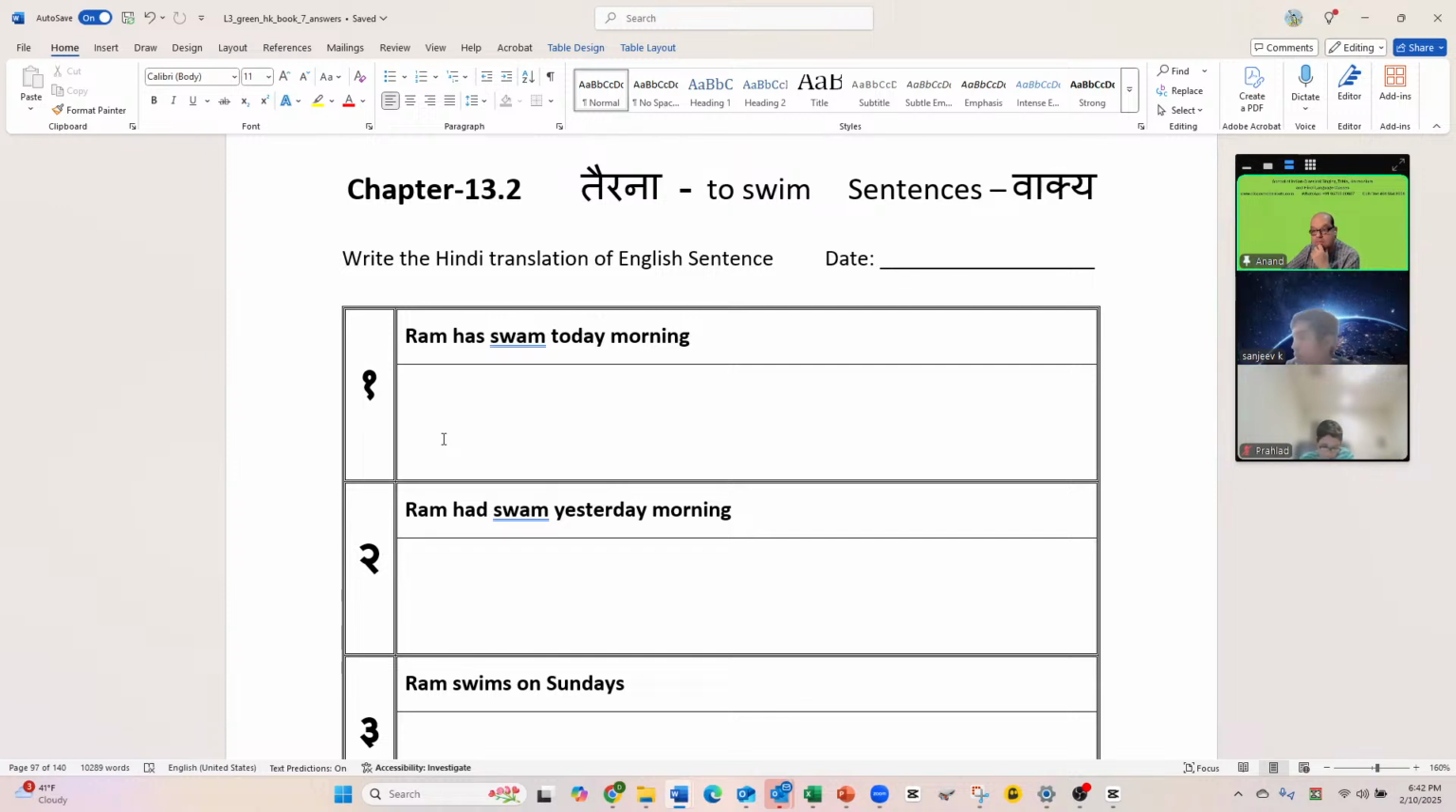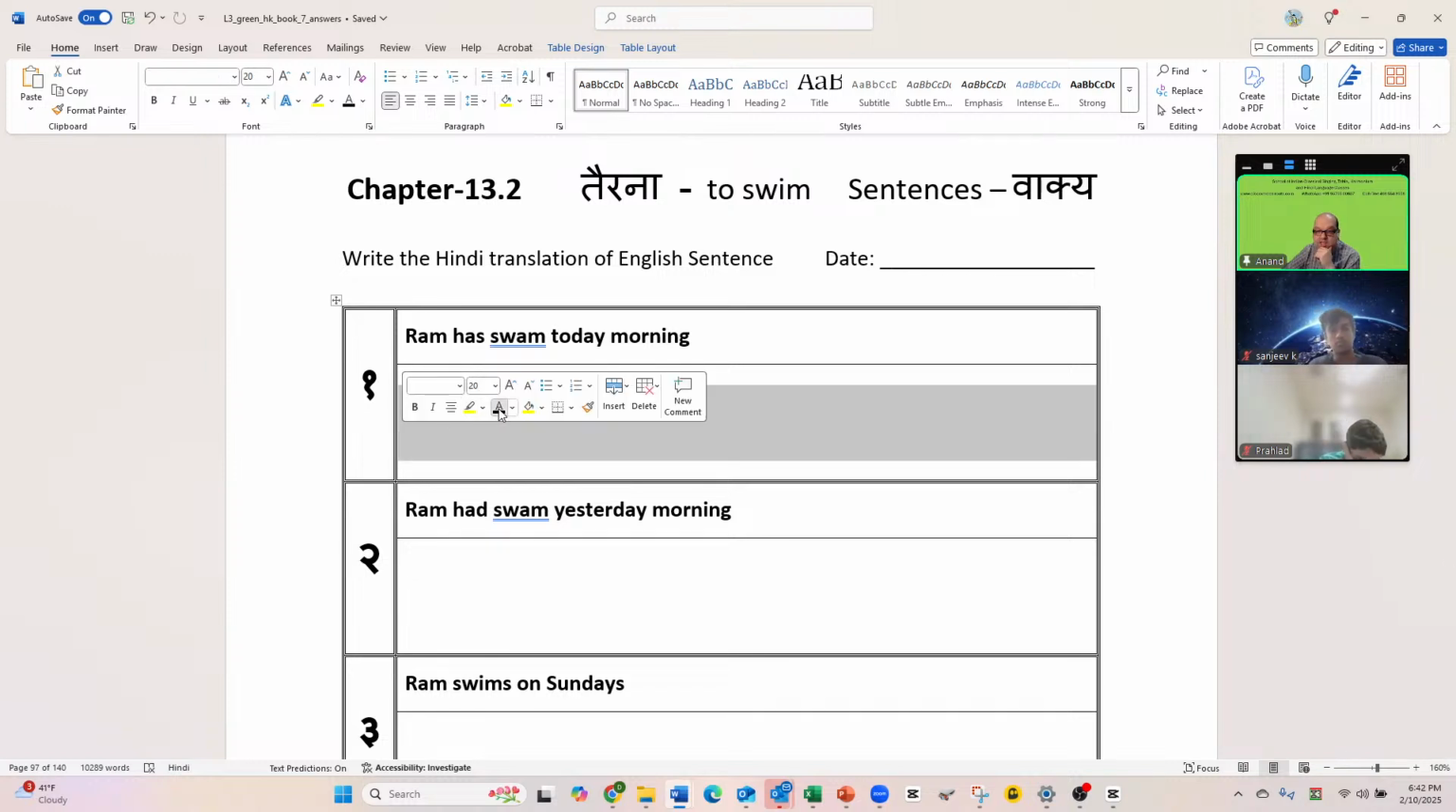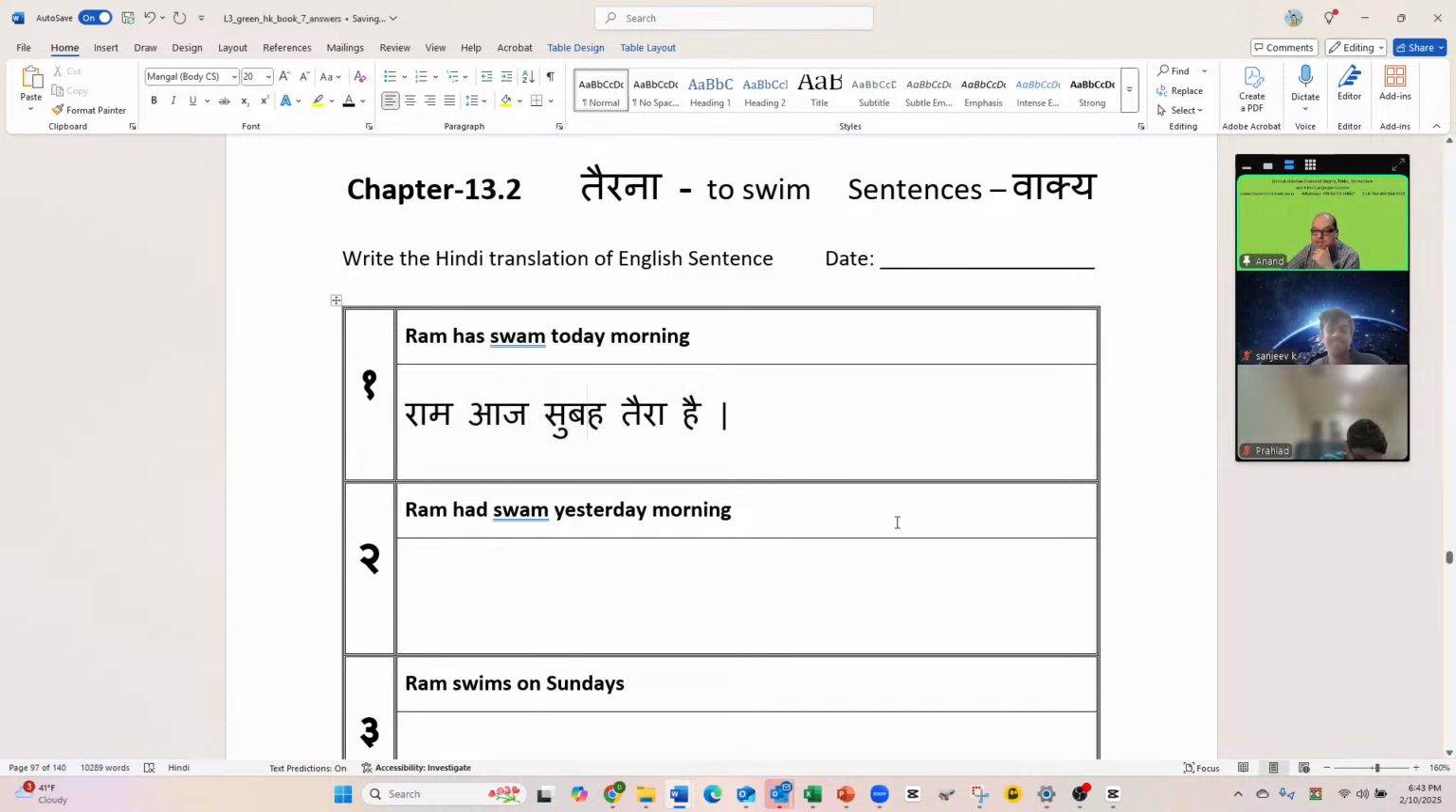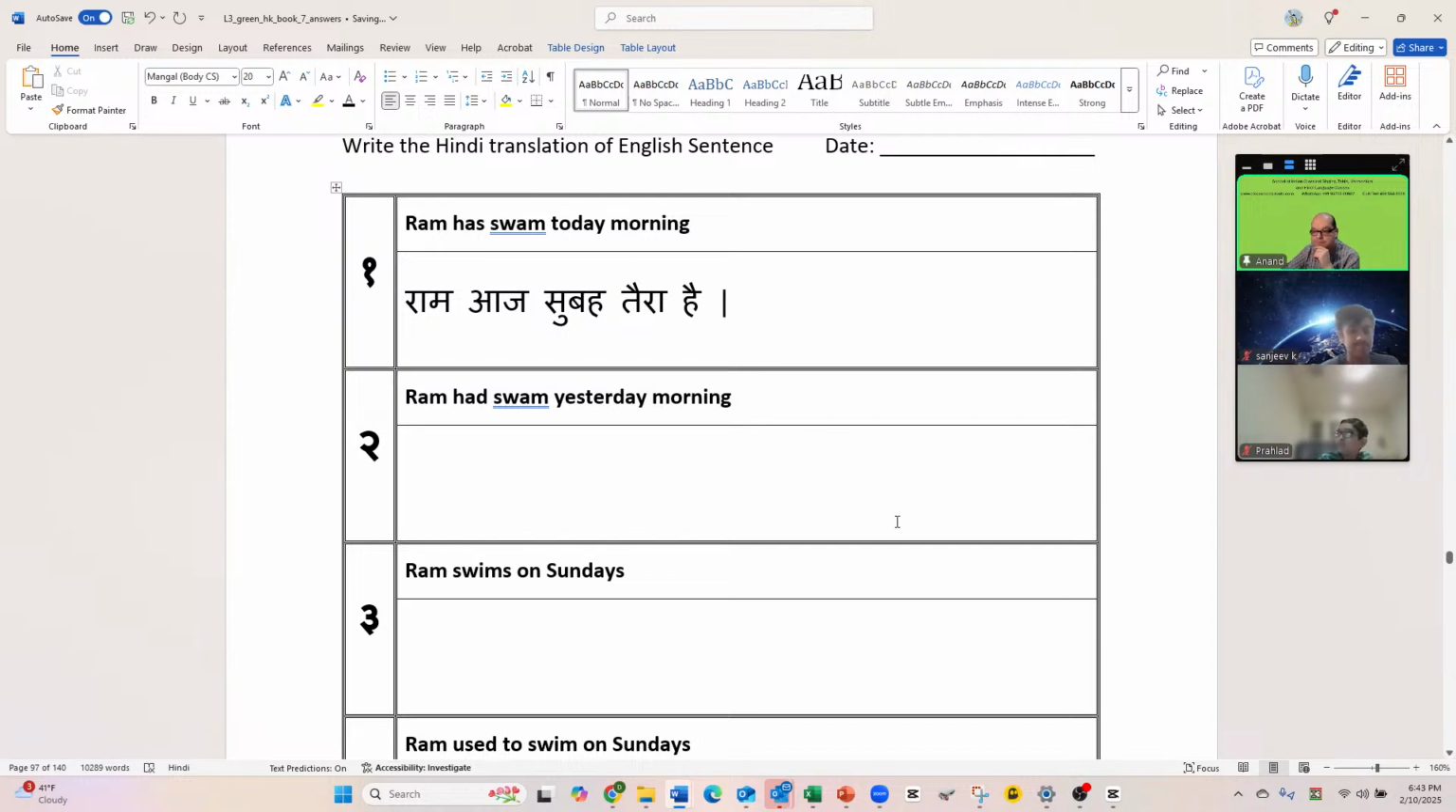And why did you use ya form in this sentence? Because it's talking about completion of one incident of swimming which happened this morning. Has swum, he has finished swimming. Okay, so it's completion. So the sentence would be, let's look at the sentence. Ram aaj subah tera hai. Go and write it down.